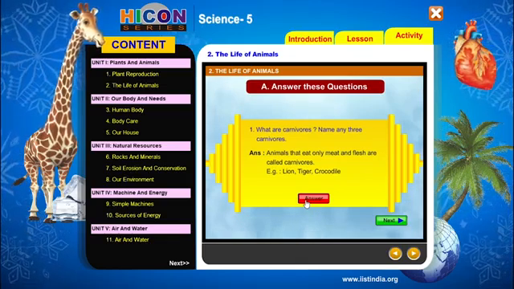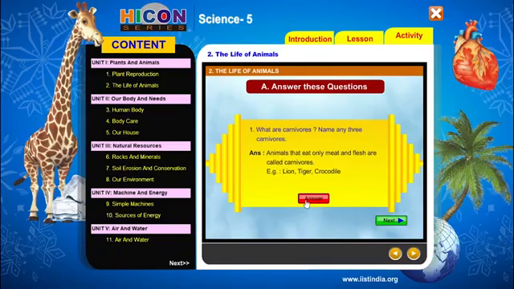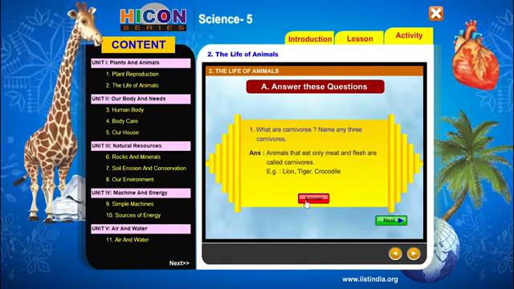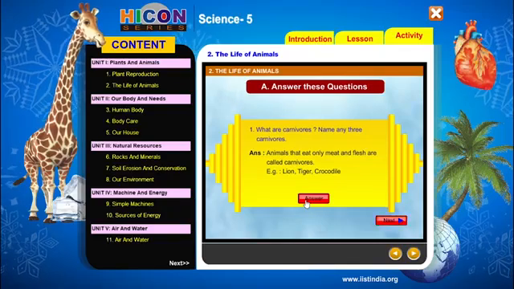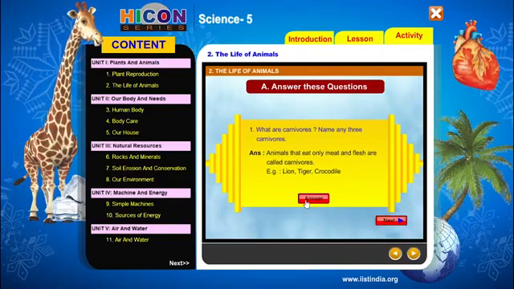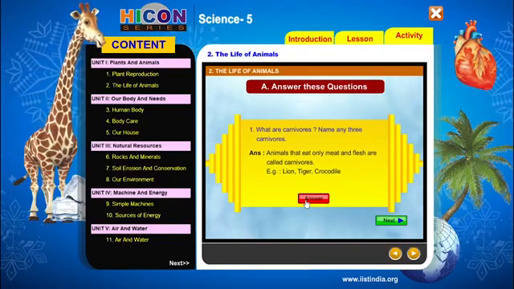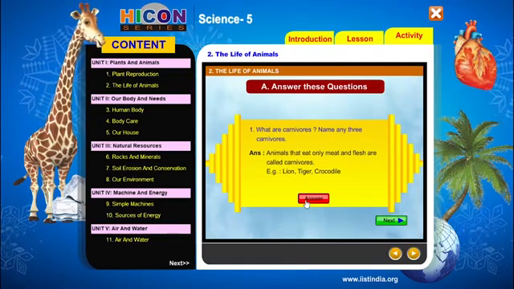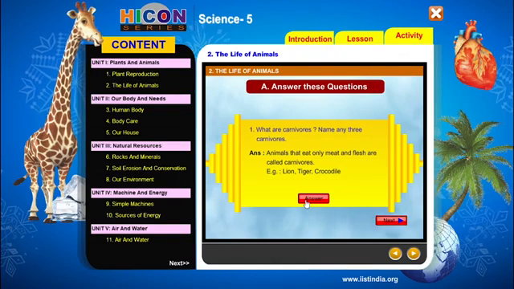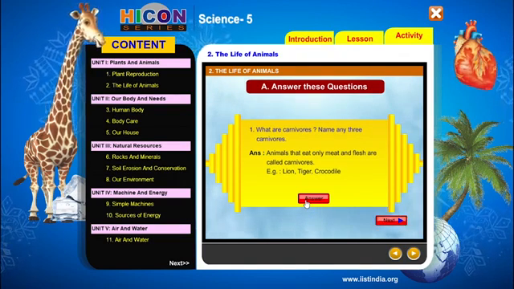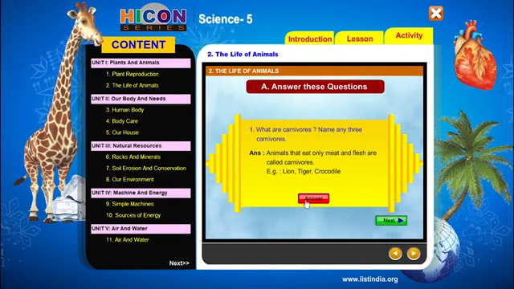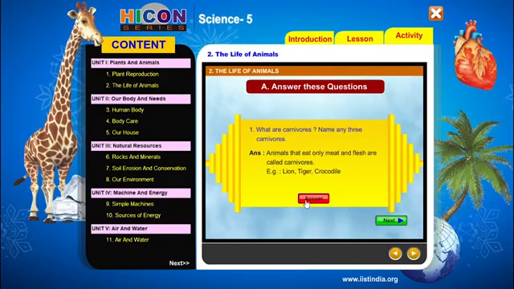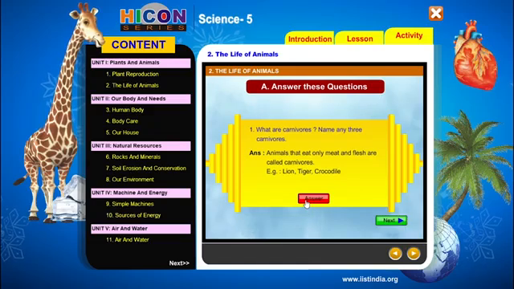are called carnivores. Children, already we have discussed carnivores in the chapter. Carnivores means meat eaters. That means the animals which eat the meat of other animals. The animals which eat the meat and flesh of other animals are called carnivores. These animals feed on only flesh. That's why these animals are called carnivores.